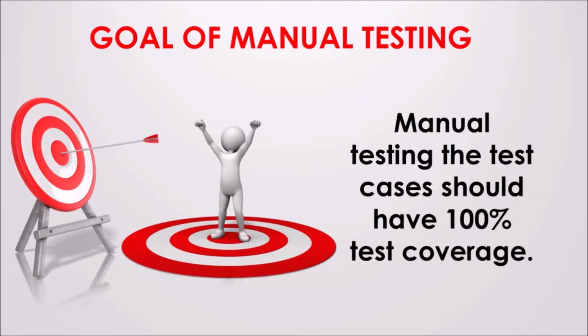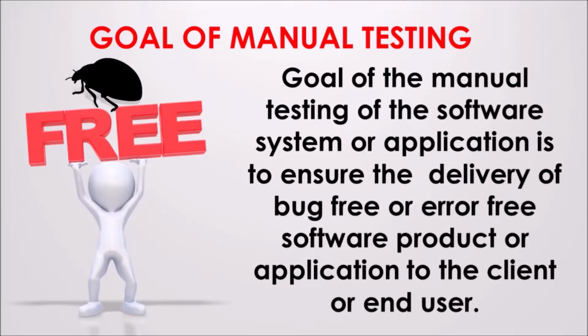The goal of manual testing. In manual testing, the test cases should have 100% test coverage. It should be ensured that the entire functionality is covered based on priority and risk. We have seen the principles of software testing, right? Applying all those 7 principles of software testing, testing must be carried out. The goal of manual testing of software system or application or product is to ensure the delivery of bug-free, defect-free, and error-free software product or application to the end user or the client.